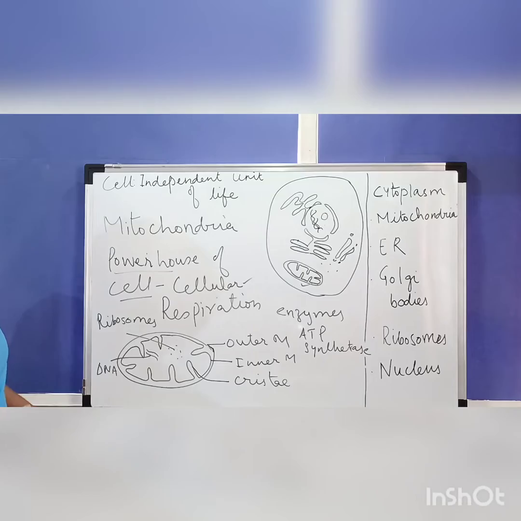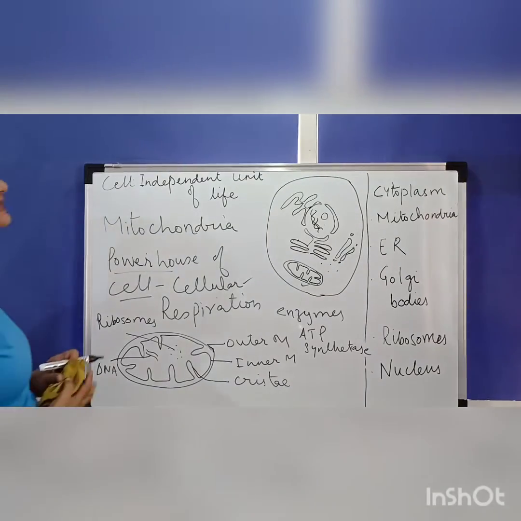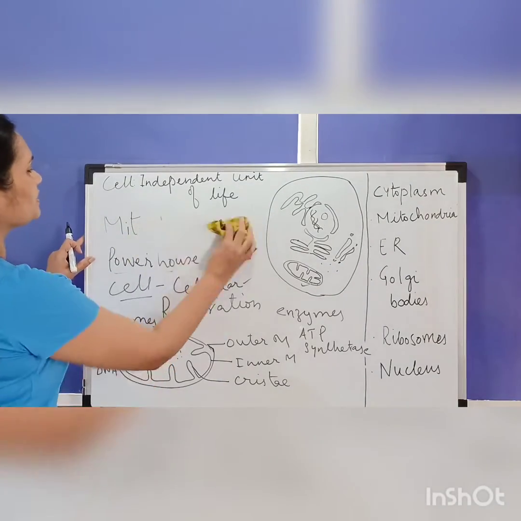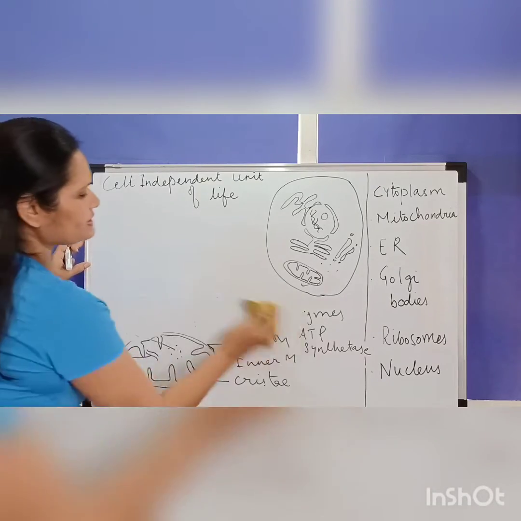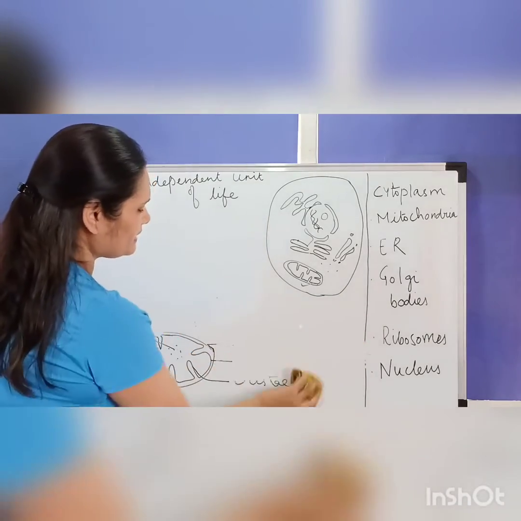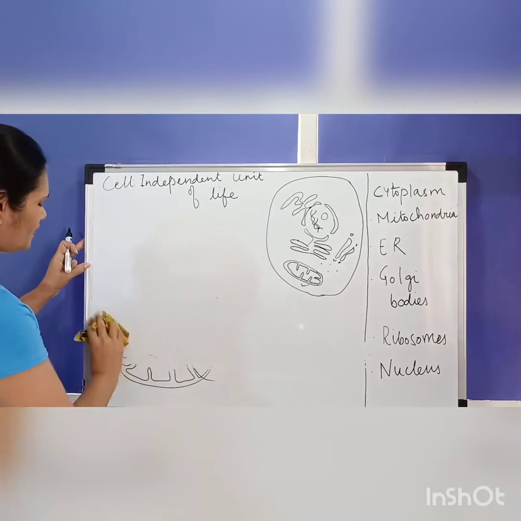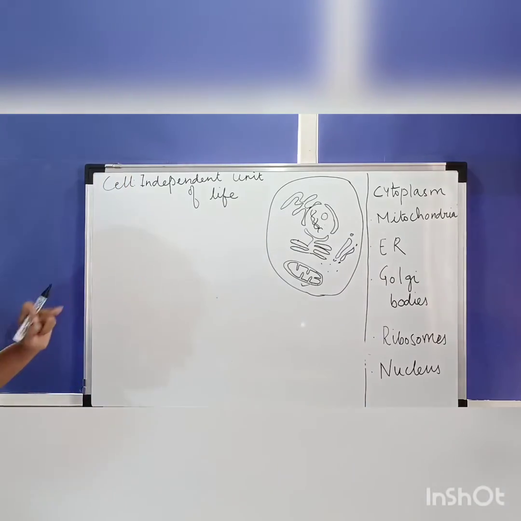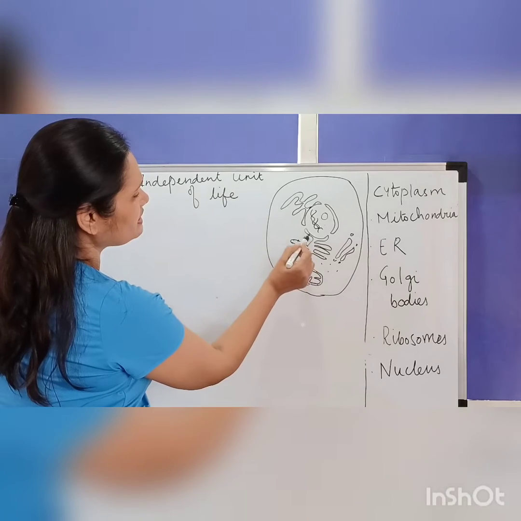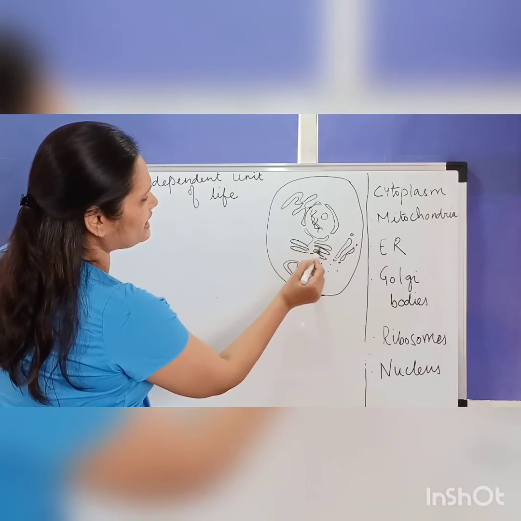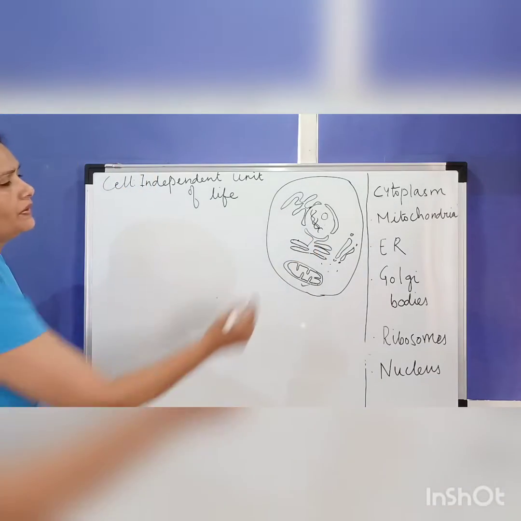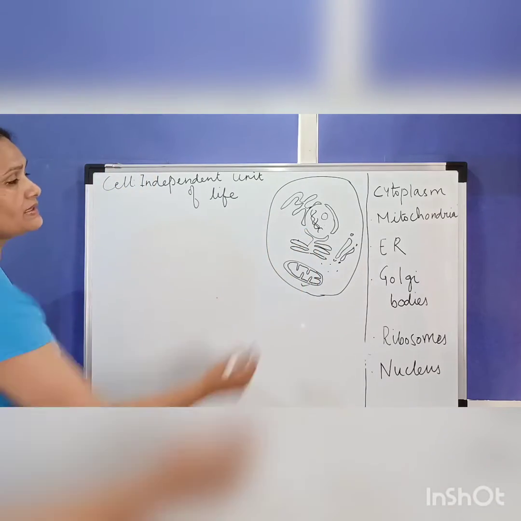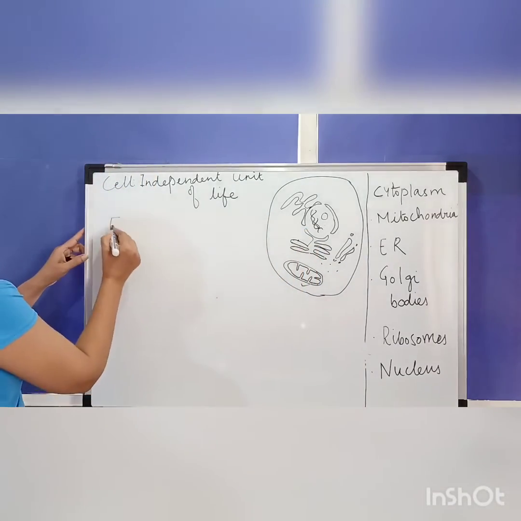Okay. Now the next organelle is the endoplasmic reticulum. So we see that when we have drawn any plant cell or any animal cell, after the nucleus, this kind of folded structure starts arising from the nuclear membrane, right? These are called endoplasmic reticulum.